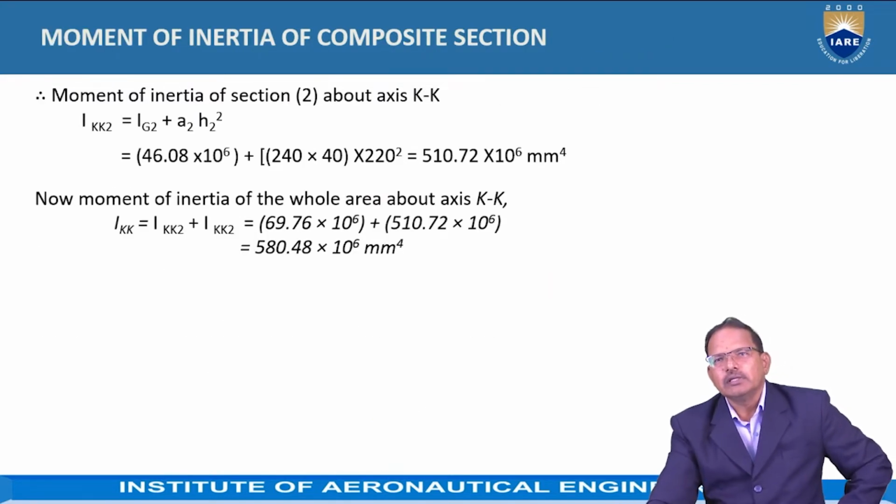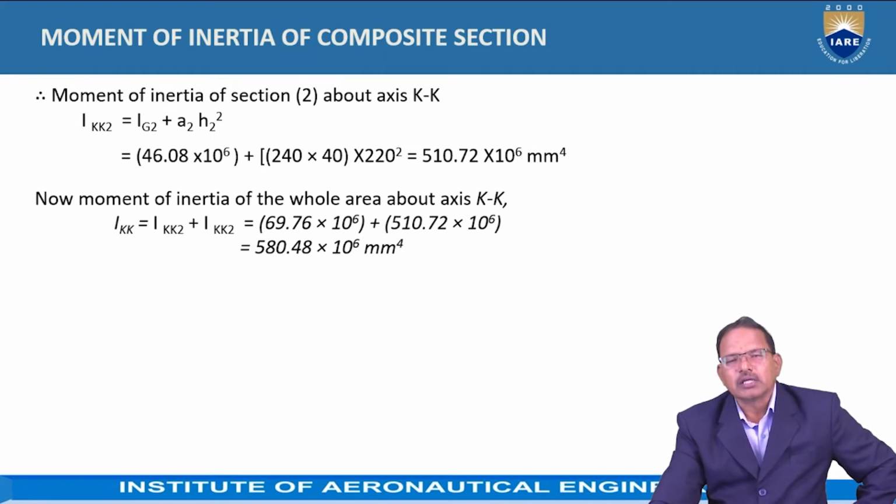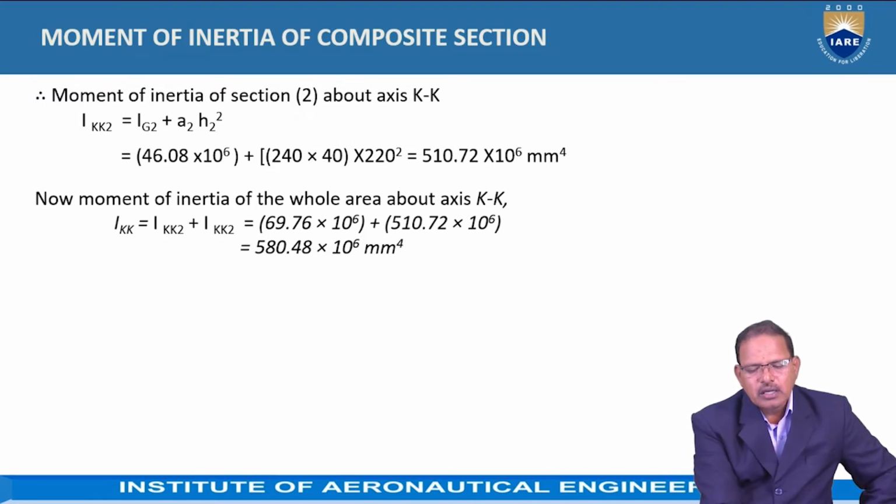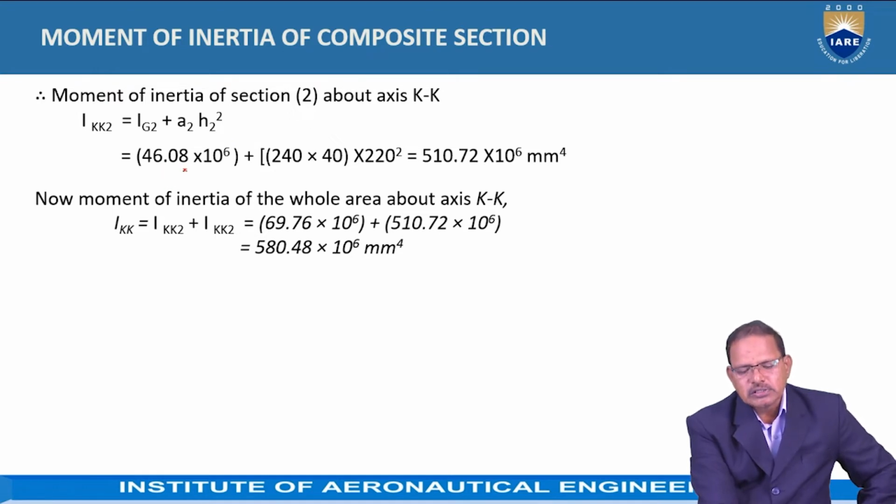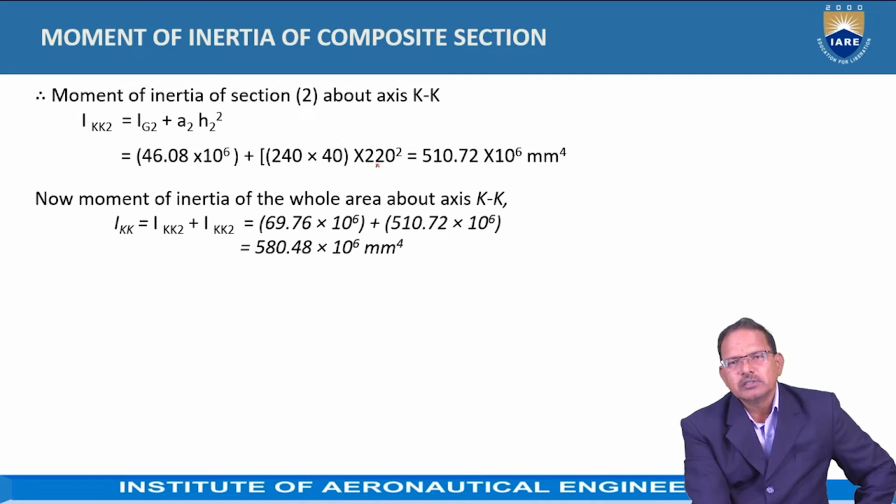The moment of inertia of section 2 about the axis KK is obtained by using the parallel axis theorem. I_KK2 is equal to I_G2 plus A2 H2 square. It is equal to I_G2 is equal to 46.08 into 10 to the power of 6, plus A2, which is area, is equal to 40 into 240, into H2, which is the distance between the two parallel axes, is equal to 220 square now, which is equal to 510.72 into 10 to the power of 6 mm to the power of 4 now.